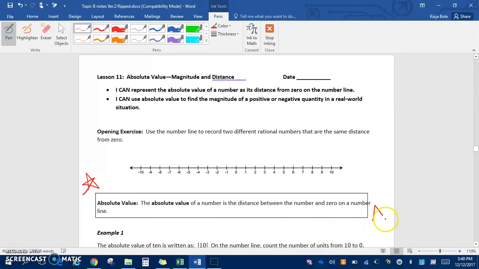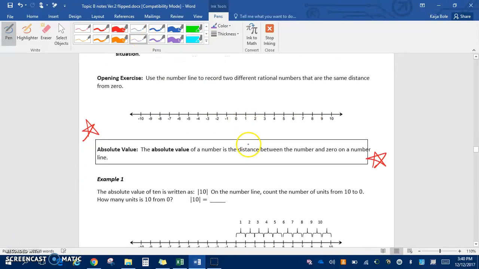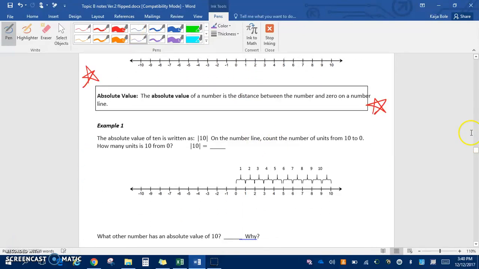This is probably the most important box for the lesson, because this is what we're going to be talking about. If we look at example 1 here, it says the absolute value of 10 is written as this. These bars are absolute value bars, so write yourself a little note. We're going to be seeing those a lot. It says on the number line, count the number of units from 10 to 0. If we count the number of units, we know the number is 10, so the absolute value of 10 would just be 10.